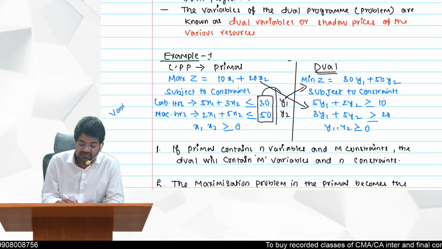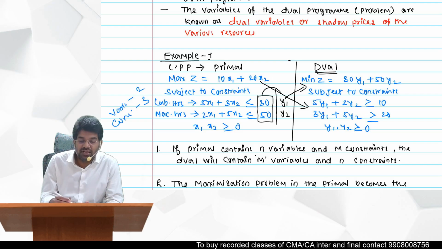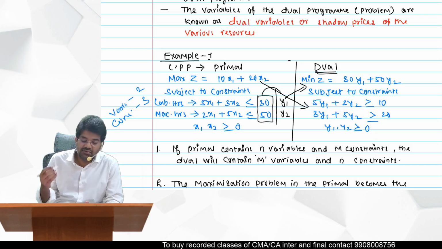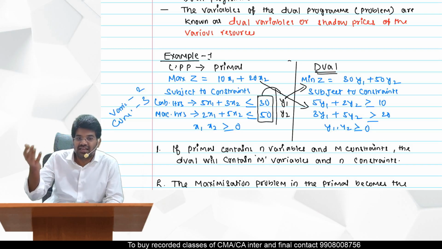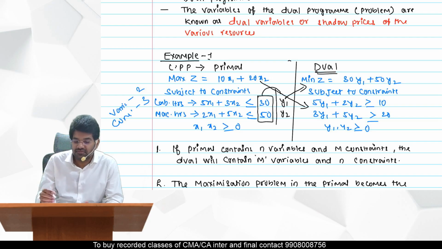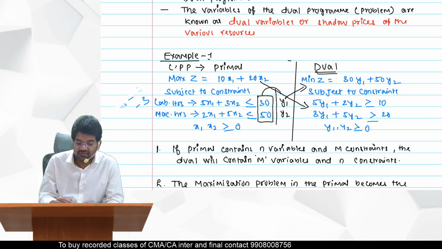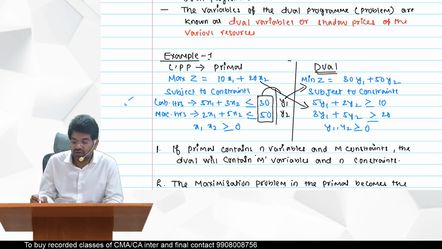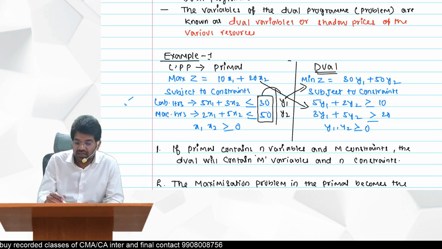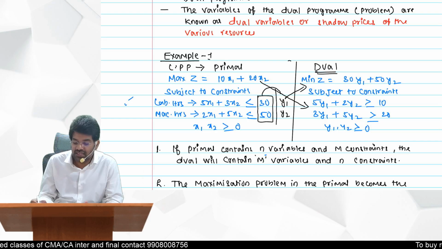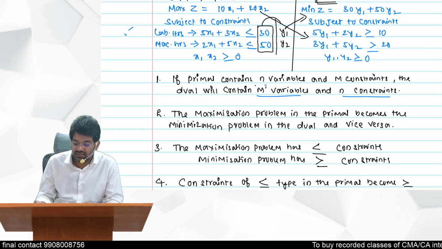Now in this case both are 2 only, but what if you have variables 2 and constraints 3 in primal? In dual, variables will become 3 and constraints will become 2. Right, so that is what is explained here. If primal contains n variables and m constraints, the dual will contain m variables and n constraints.